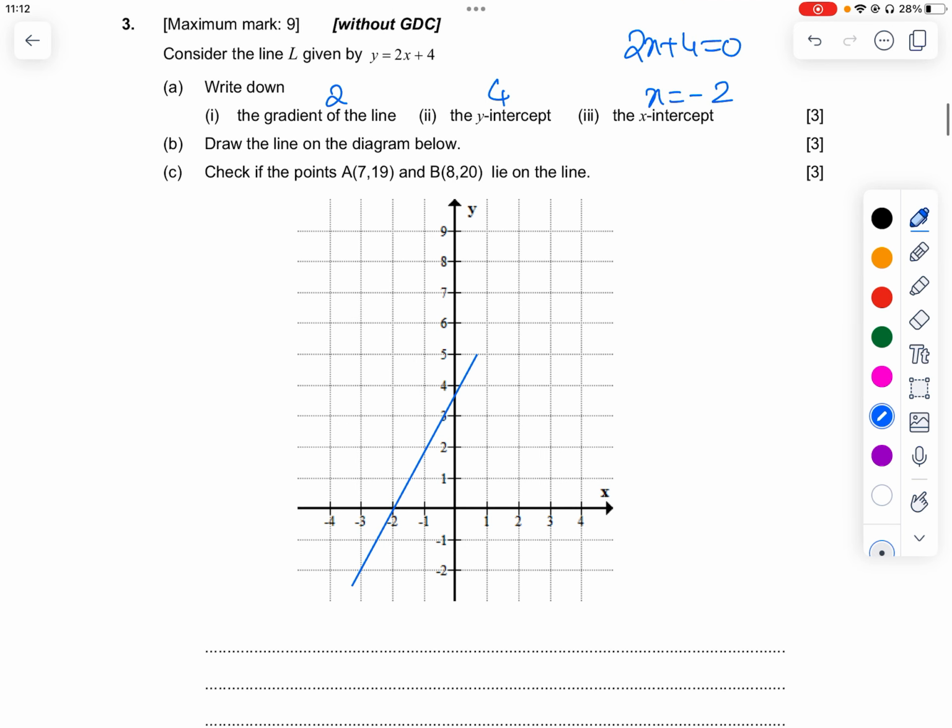Take the line equation and plug in. So 19 should be equal to 2 times 7 plus 4, which is not. So they do not lie. The next one is 20 should be equal to 2 times 8 plus 4. Yes. So therefore it does lie.